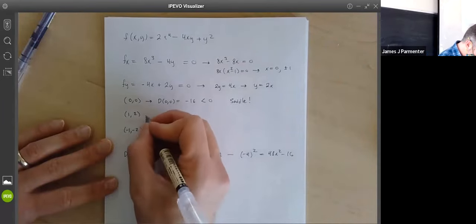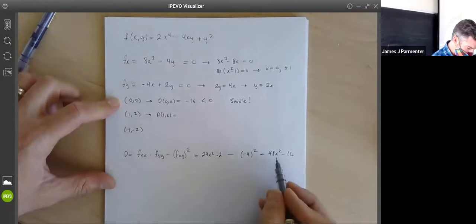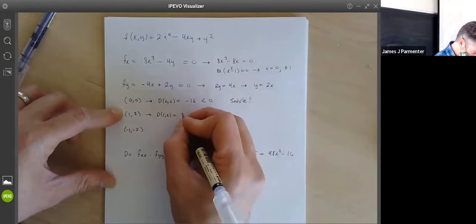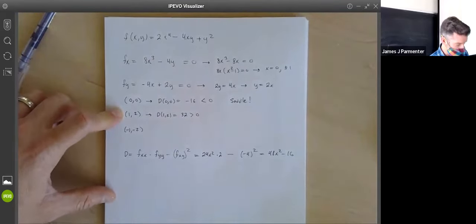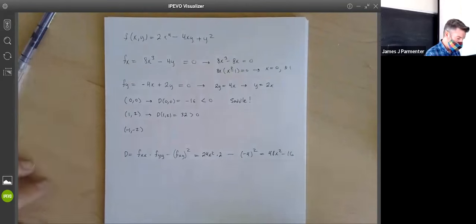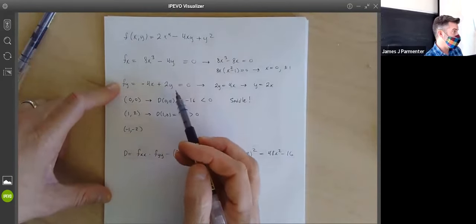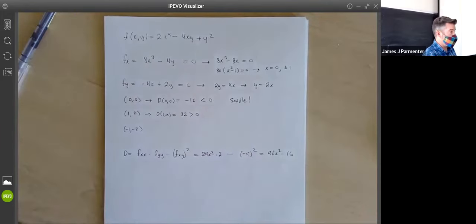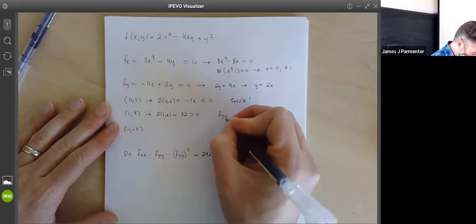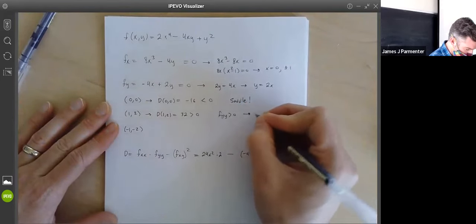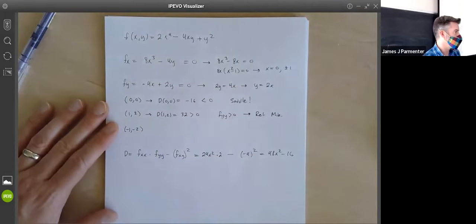Plug in (1, 2). D of (1, 2), plugging in 1 for x, I get 48 minus 16. That's definitely positive. So now I have to check one of the second derivatives. We know that fyy is 2, so fyy is positive, which means the second derivative is positive, which means it's concave up. So since fyy is positive, we know that we have a relative minimum. It's concave up.